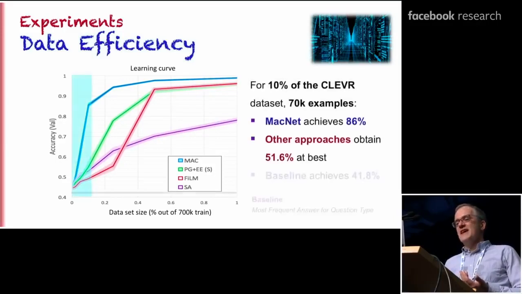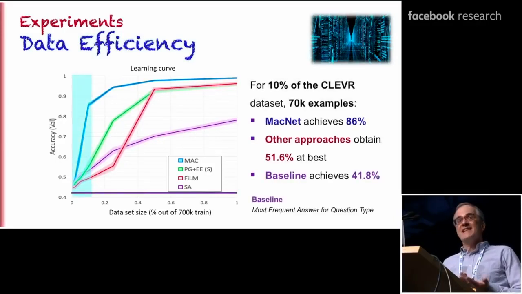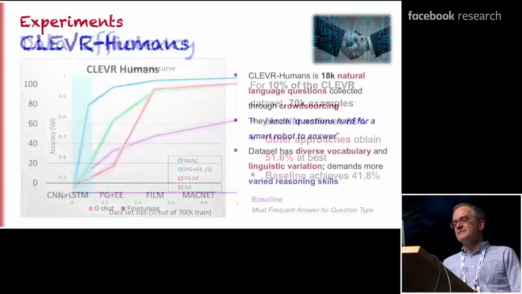But if instead you say, let's just train on 70,000 examples, 1/10 of the data set, what you then find is all of the other good approaches like Film and Justin Johnson's neural module networks are getting at most 51.6%. Again, not really that much more than the 42% baseline. Whereas MAC is still doing really well. Even 70K examples is enough for it to get 86% correct.